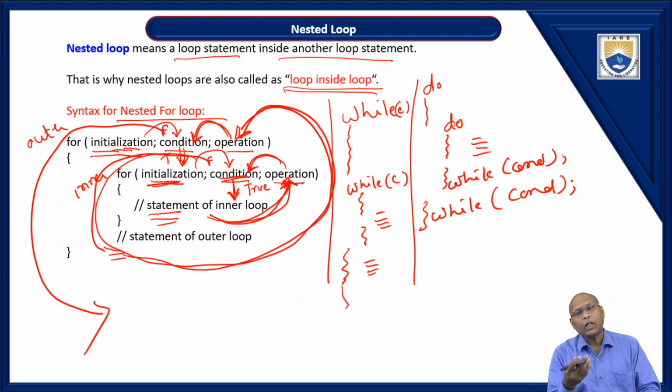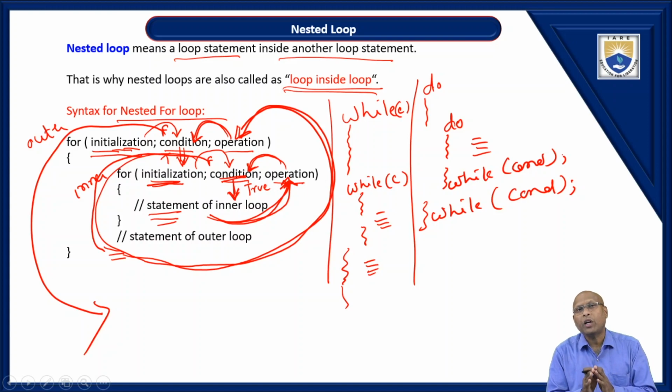That means a nested loop can be written in any way: using a for loop, a while loop, or a do while loop, or even a combination of for with while, while with for, or do while with while. Any two loops in any combination; they need not be the same type of loop. Okay, so this is the way the nested loop works.